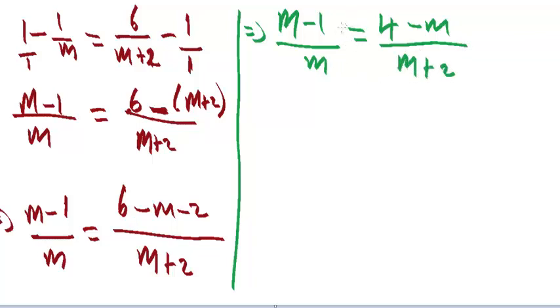Now we are going to cross multiply because of the equal to sign that we have there. So we are cross multiplying, multiplying this by this and then this by that.